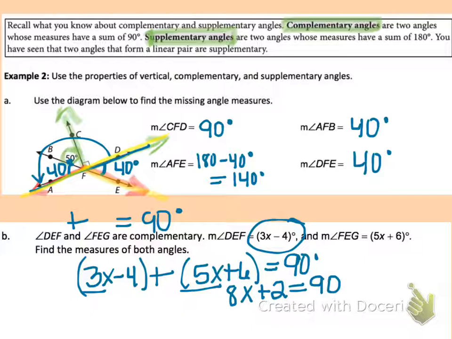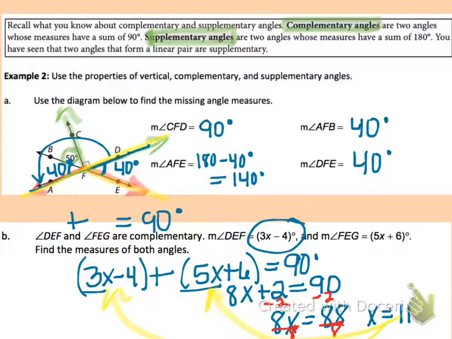And now we can start solving. If I subtract 2 from both sides, that leaves me with 8x is equal to 88. Divide both sides by 8. And I can see that x must be 11. And that means I can take that, plug it in, and that will help me to find both of these angle measures. If I plug it into 3x minus 4, that would be 3 times 11, which is 33, minus 4, that's 29 degrees.